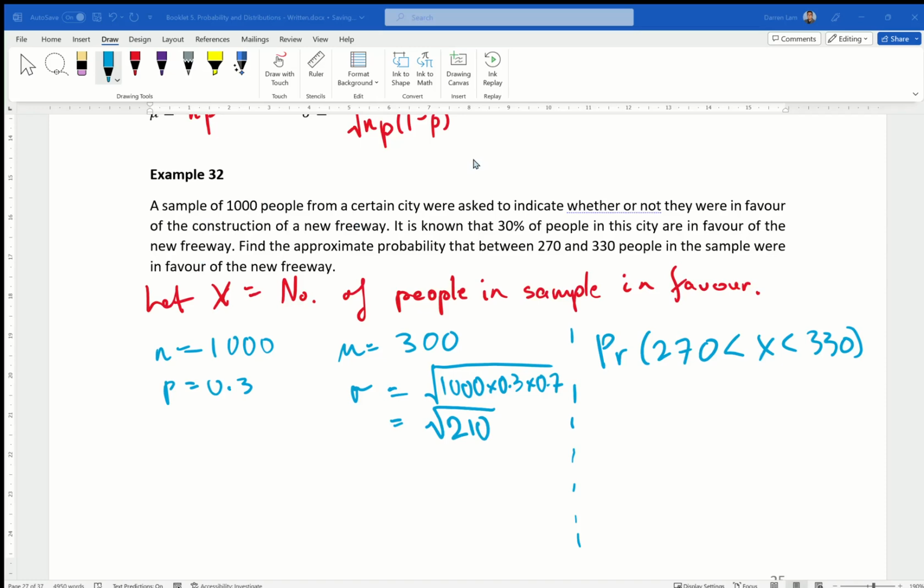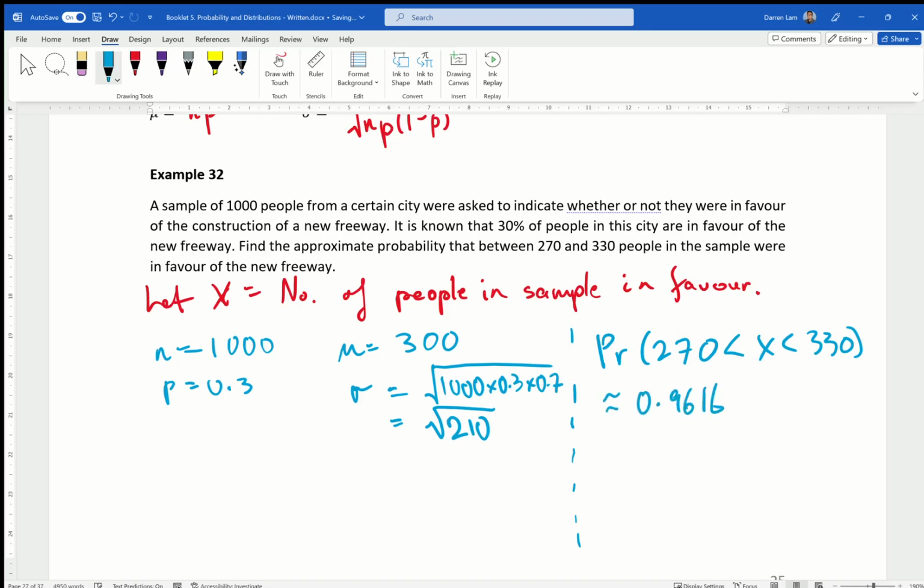We're going to put in our values. My lower is 270. My upper is going to be 330. My standard deviation is the square root of 210. Where's my keyboard? There it is. 210. And don't forget to close the bracket. And my mu is going to be 300. There you go. 0.9615, etc.